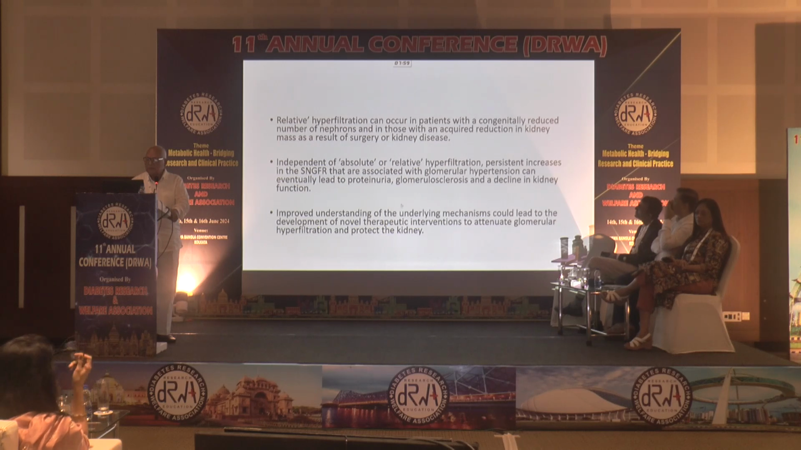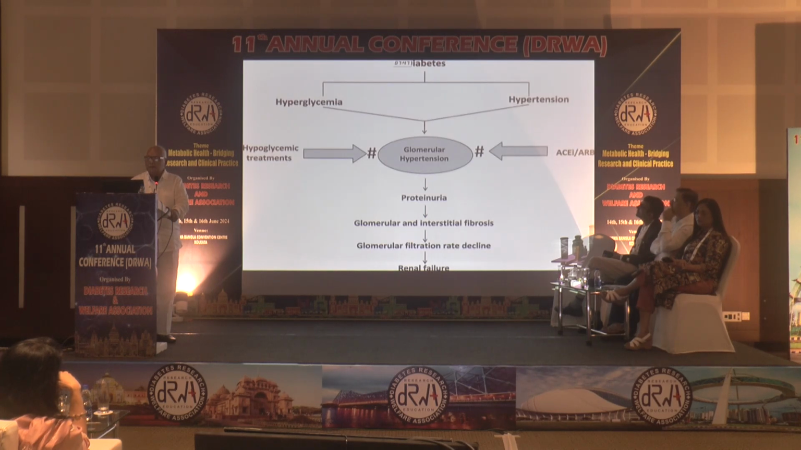Independent or absolute hyperfiltration, a persistent increase in GFR associated with glomerular hypertension, can eventually lead to proteinuria, glomerulosclerosis, and decline of kidney function. So in diabetes, we have two arms. One is the hyperglycemia persistently right from the beginning. You have blood pressure leading to the glomerular hypertension. And these are the two different drugs which are now being used. Proteinuria, and there's interstitial fibrosis, and it leads to renal failure.